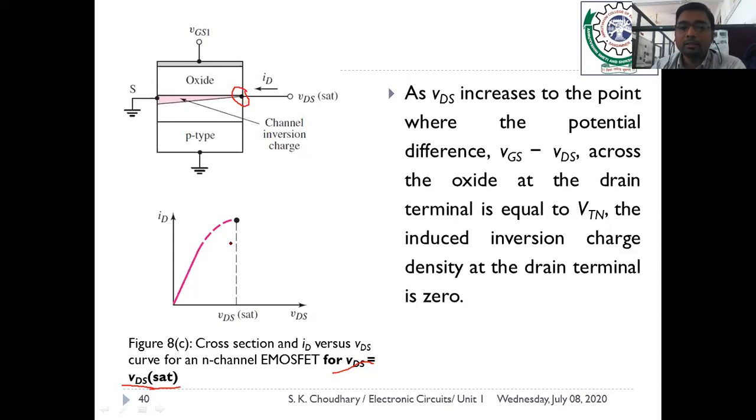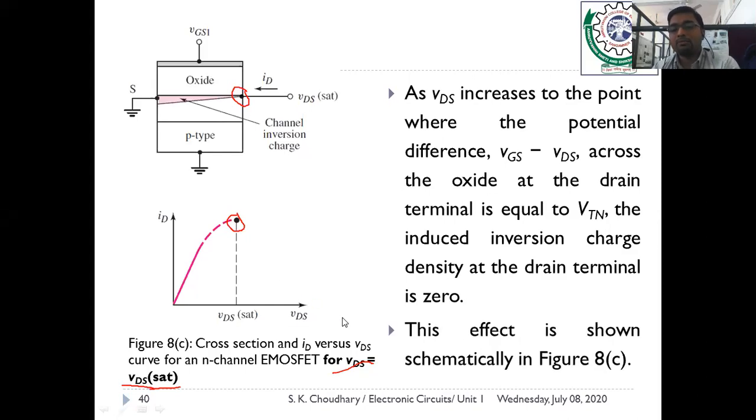This is the condition you can also observe in the graph. Here ID increases linearly, and as you increase the VDS, the slope starts to decrease. This is the point called the saturation voltage, VDS sat, where the charge density becomes equal to 0. This is the point where the drain current stops increasing. Now the drain current remains at a constant value. So what happens when you increase the drain to source voltage further, when your VDS is greater than VDS sat?